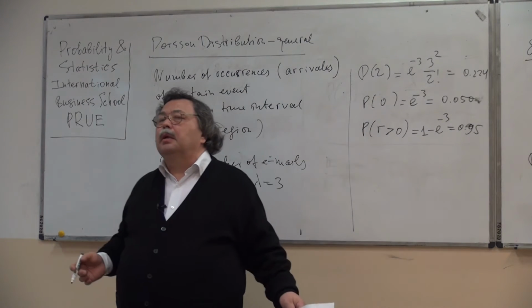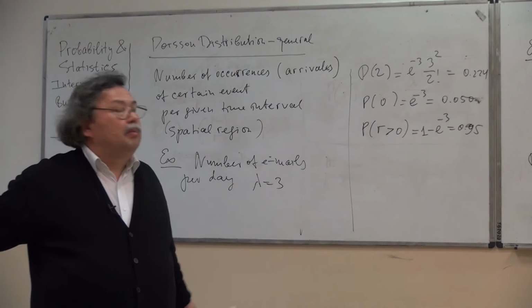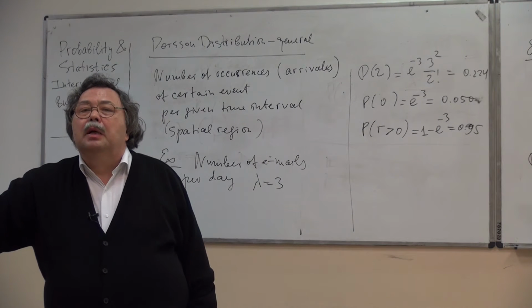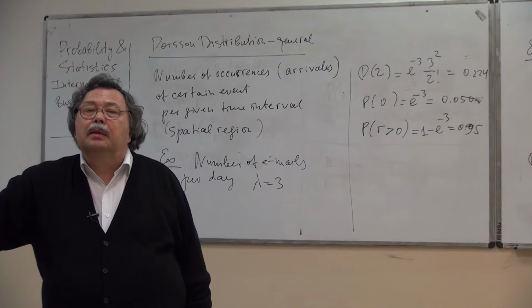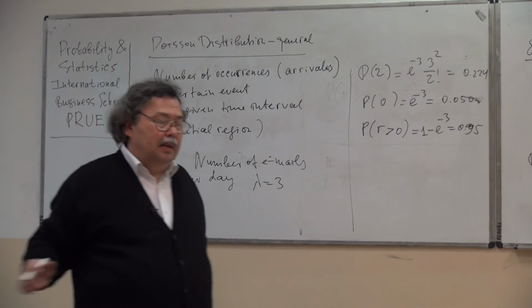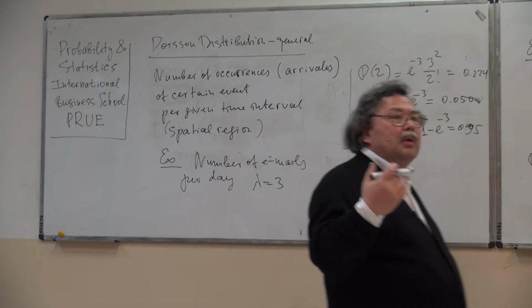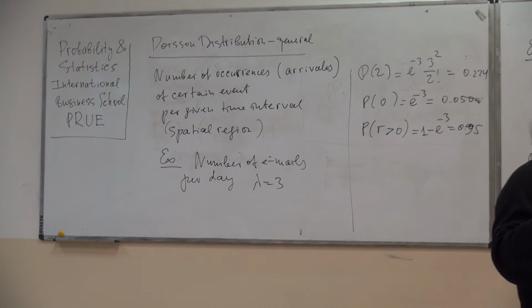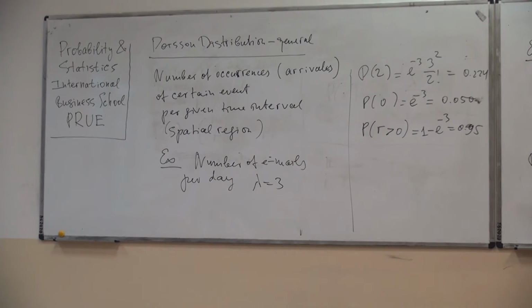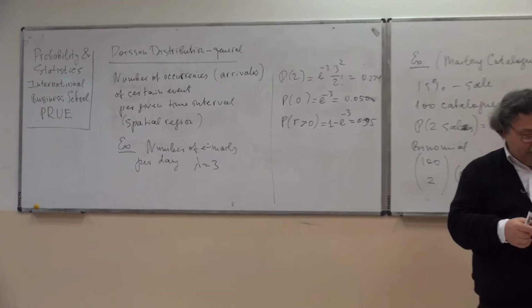Well, so I discussed this example specifically for the purpose of underlining that the binomial distribution is not a necessary condition for us to use a Poisson distribution.